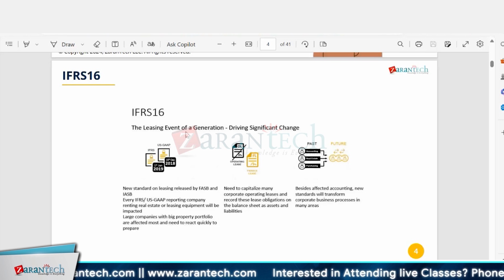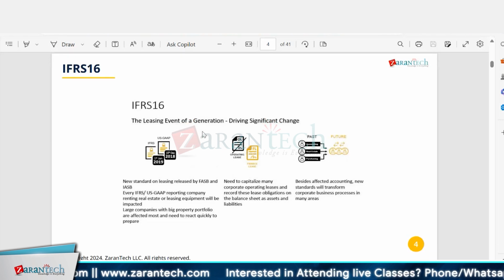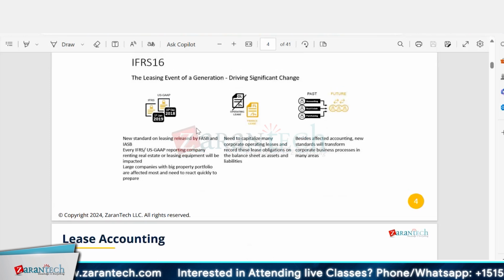So the lease accounting regeneration driving significant changes. Okay. IFRS 16: 1st of Jan 2019, US GAAP: 15 December 2018. So until December 2018, or for some entities up to March 2019, it was a normal scenario. Also, one more thing to understand. Okay, IFRS 16 has a similar standard in Ind AS, the Indian Accounting Standard, which is 116. Okay.